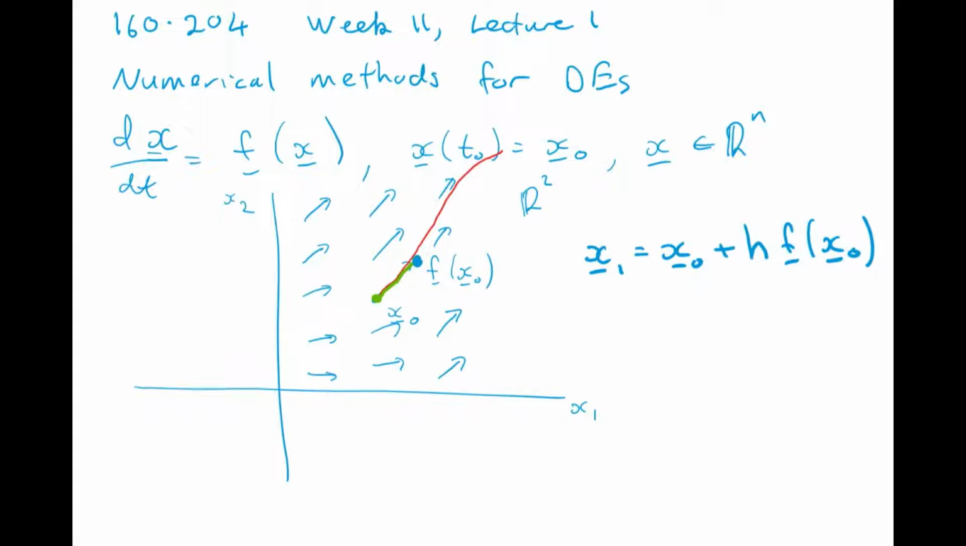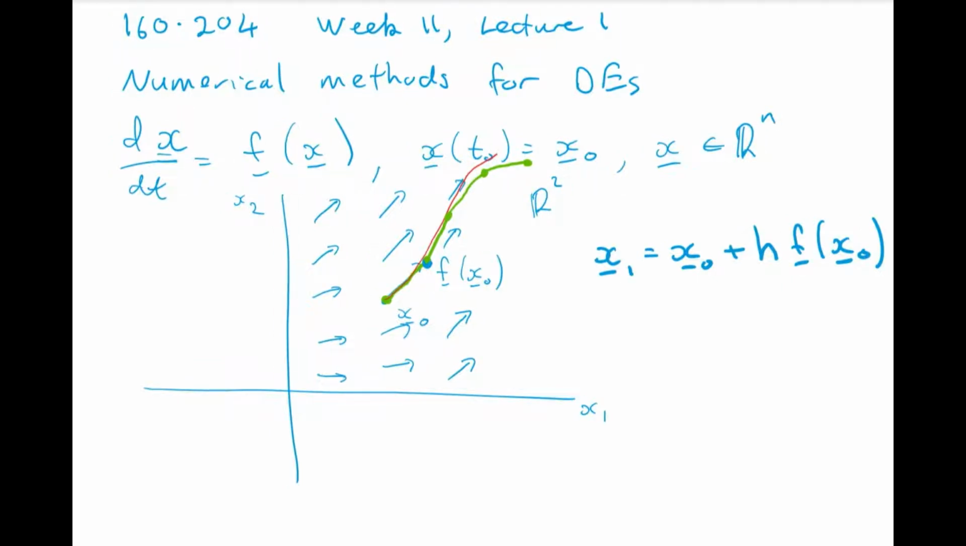And then the next step, I'd be going in my new direction. So from this point, I'd be going in a slightly different direction. I'd be tracking along in a sequence of little straight line segments, and I would be drifting away from the true solution, but hopefully not too rapidly.